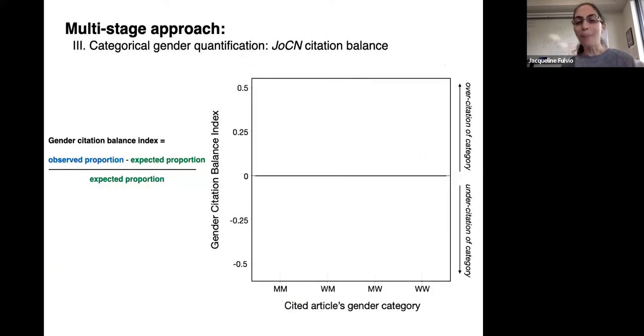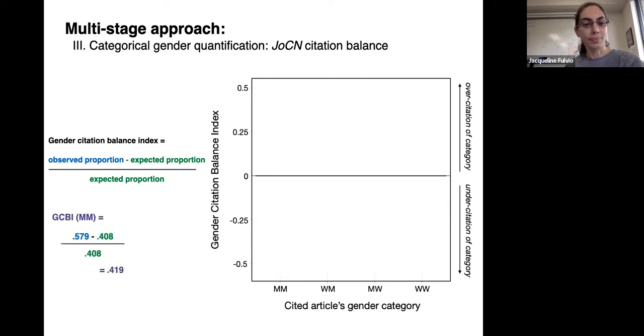And with some very simple math, we can compute a gender citation balance index. So we just subtract the expected from the observed and normalize by the expected. So with this index, a value of zero indicates that the citation rate was just as we would expect given the base rates. Positive values indicate over-citation of a particular category, and negative values indicate under-citation of a particular category relative to the expected.